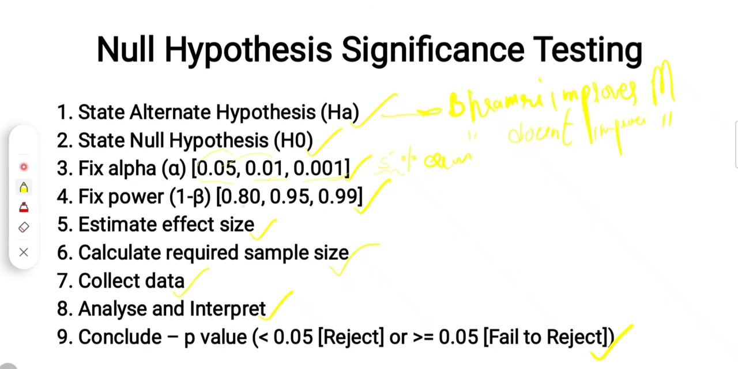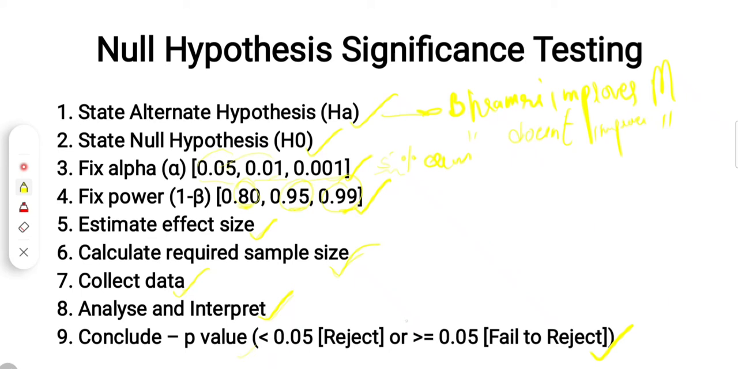Power is like, how much power we have. For example, when we do elections, the candidate having more votes gets the seat. The same here, we should have at least 80% power or 95 or 99% power. We set any of these values. Then we estimate the effect size, which is the amplitude or magnitude of the changes. Then we calculate how much sample size we require. We collect data, then analyze, and then conclude.